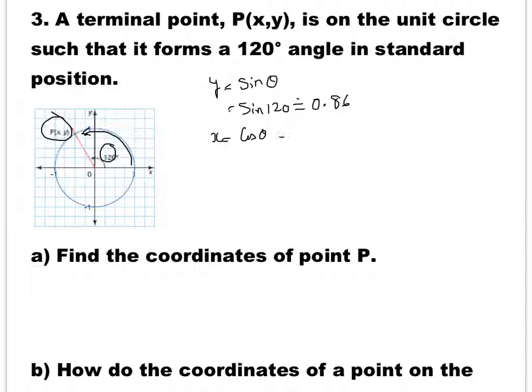Now, cos theta is really cos 120, and cos 120 is positive or negative? Positive? Okay, so your cos 120 is negative 0.5. Remember that x and y are going to be... sorry, negative 0.5 and 0.86. So that's going to be the coordinates of point P.